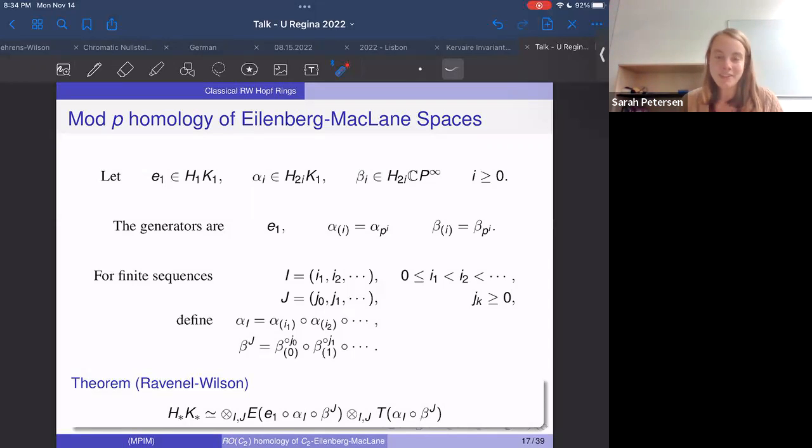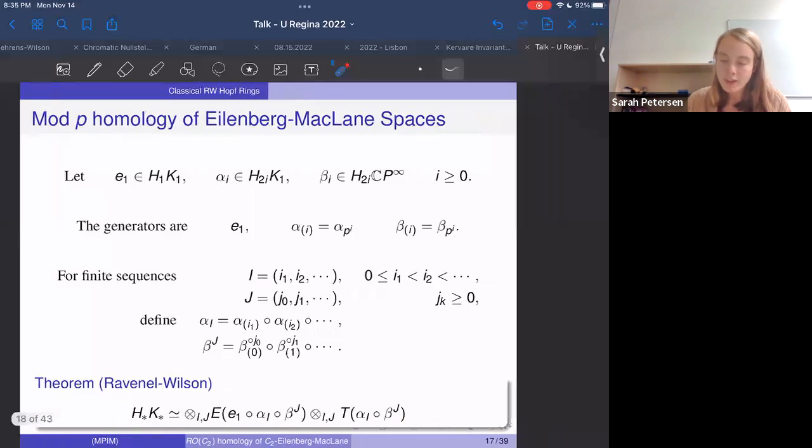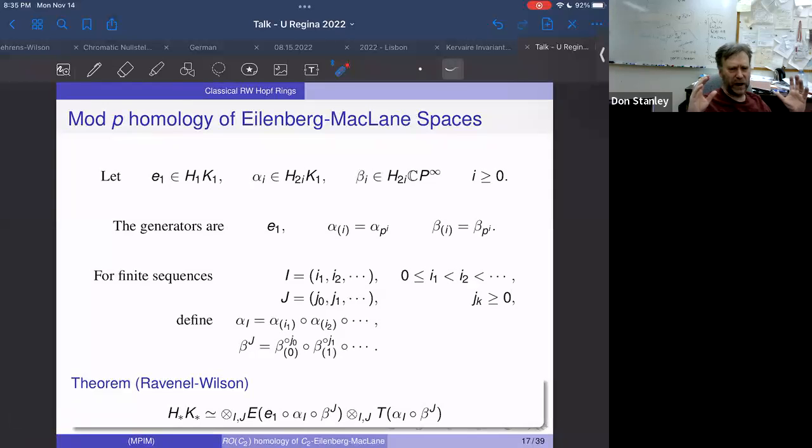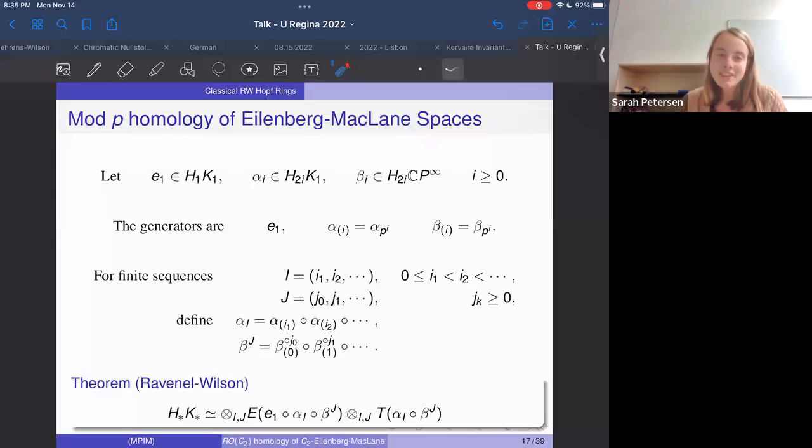So explicitly, once Ravenel-Wilson do this computation for all the spaces at the prime P, the answer they get ends up being in terms of generators in the homology of K1, which are these E1s and alpha parentheses i's, and classes coming from CP infinity, and they need some indexing sets to keep track of which circle products to take. But with the right bookkeeping in place, they're able to show that the homology is exterior on circle products of E1 with alpha i's and beta i's, tensored with a truncated polynomial part on alpha i's and betas. Sorry, also, is this computing the homology of all Eilenberg-MacLane spaces at the same time? Yes, it is. Well, it's at least written down that way. If you want to know the homology of a particular space, you can tease that out by which degrees things need to be in. But yes, it is all of them at once.